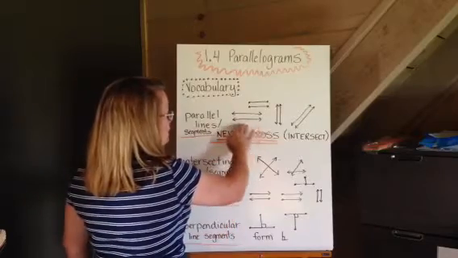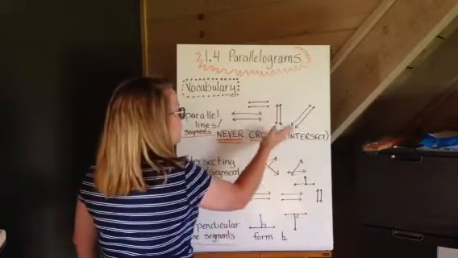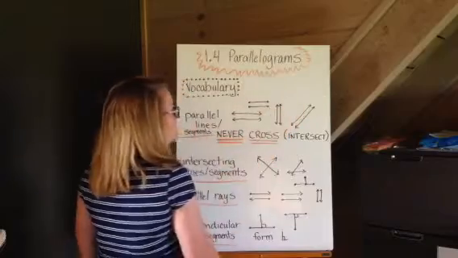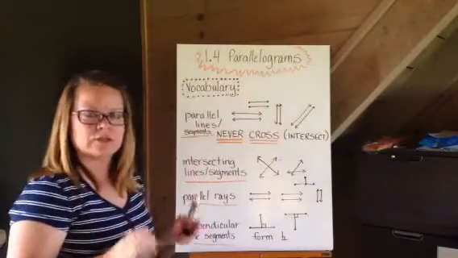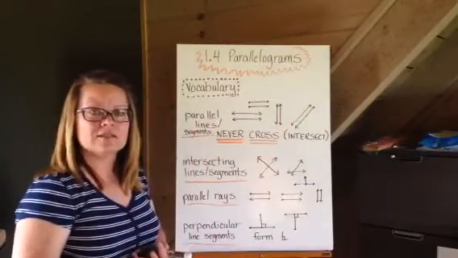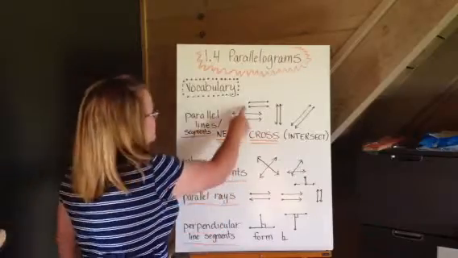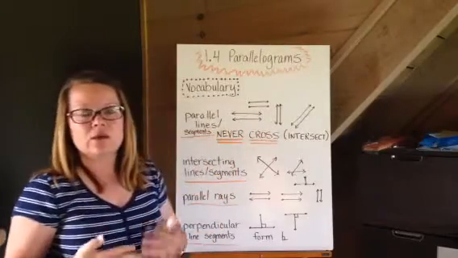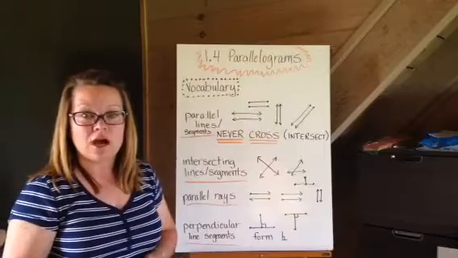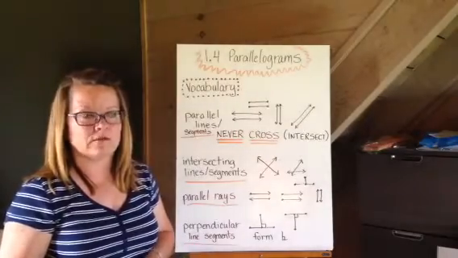Now they can go horizontal, they can go vertical, they can go at a diagonal. They can go any direction as long as they never cross, they are parallel. And the same thing with line segments. They can go any direction as long as they don't cross, they would be parallel to one another.